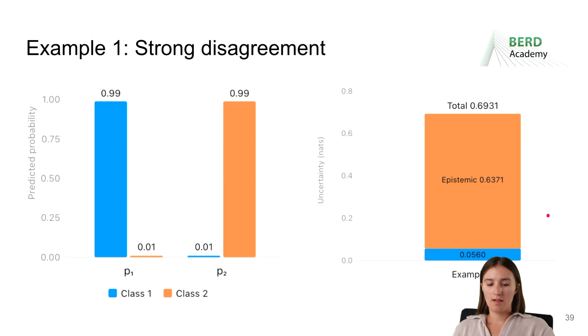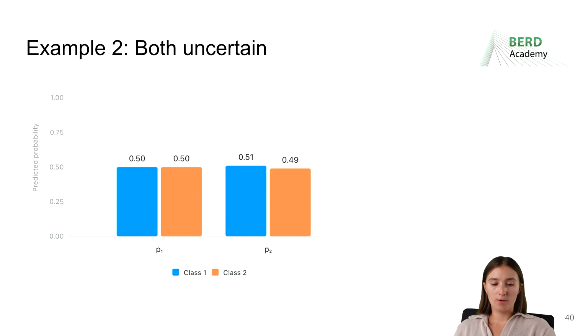Okay. Now let's look at the second example, but without going through the whole math again. What happens if both models are uncertain? Now I want you to, again, pause the video for a second and say what kind of uncertainty is represented here.